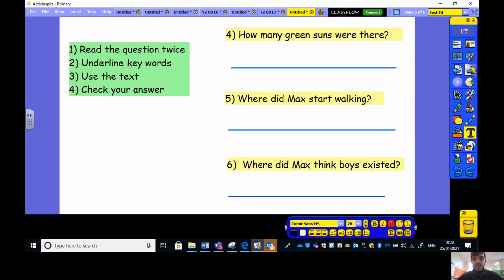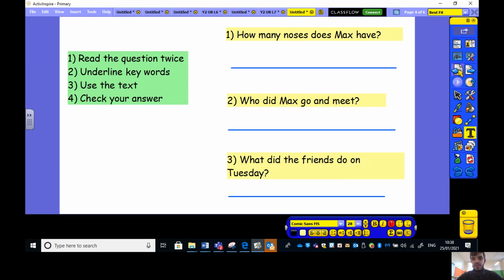Well done if you've completed those three questions. Now, let's mark it ourselves. So, nice neat ticks if you get these correct. How many noses does Max have?